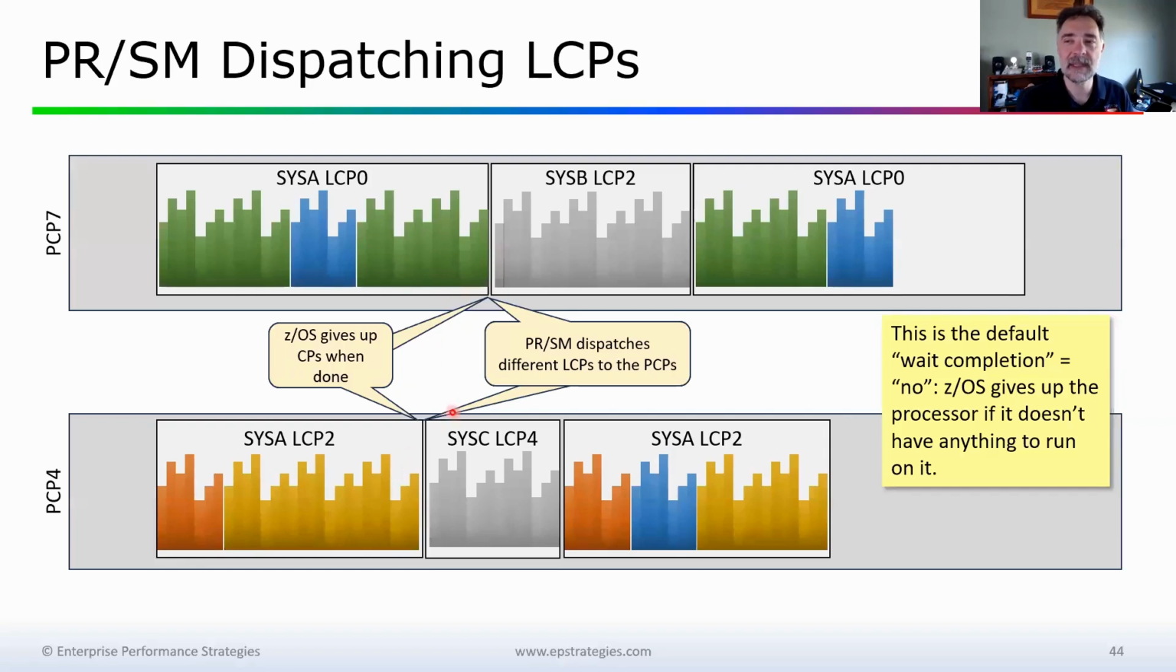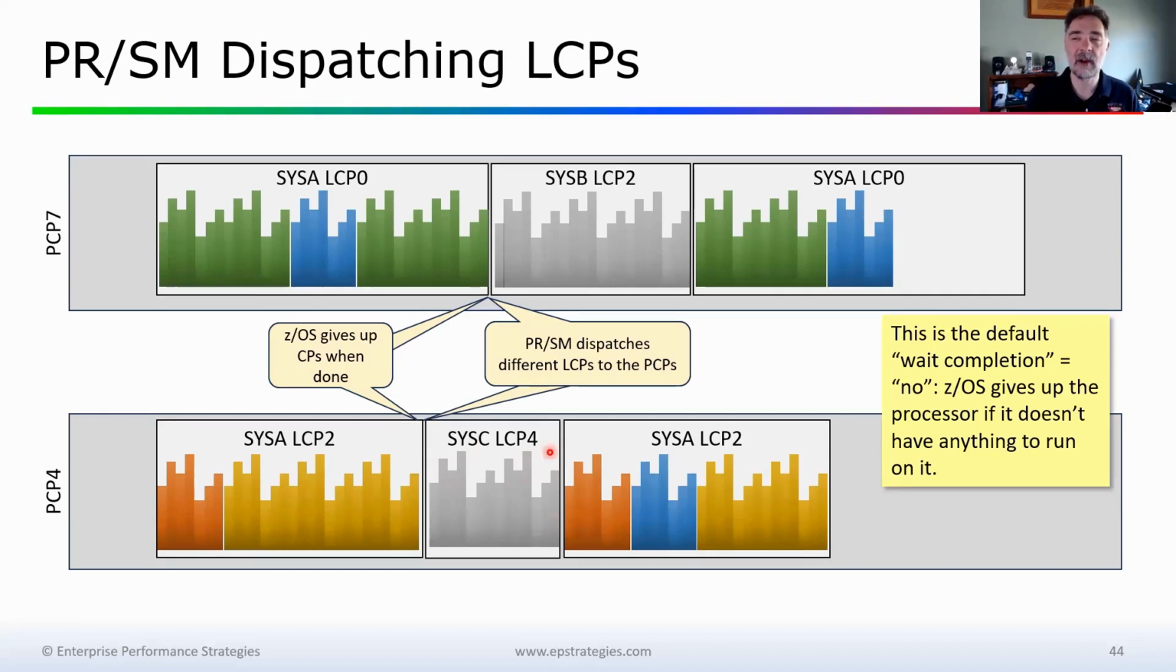sys A gave up the CPs here. We got sys B that got dispatched onto that physical CP by Prism. Here down here we have sys C that got dispatched on it. And this is what you would expect to see. Here sys C has relatively a short time slice. Again, maybe sys C has gone into a wait.